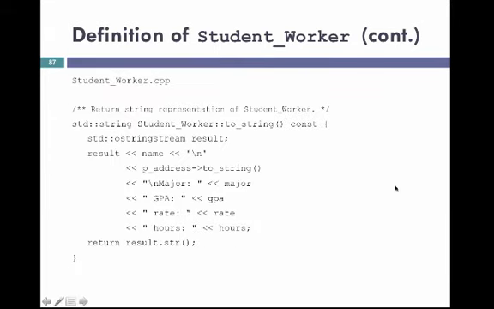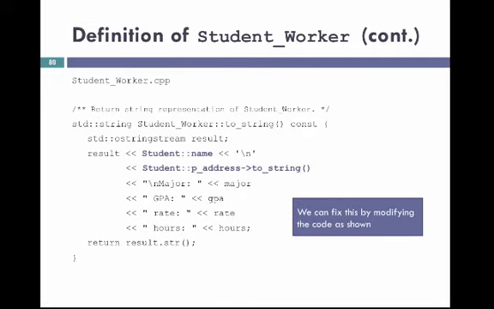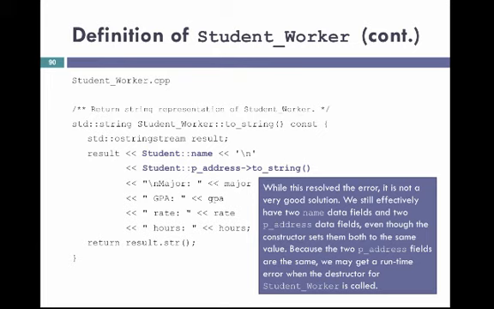Now here's the implementation of the toString method in our student worker class. Now when we attempt to compile this, we'll get an error that says that the references to name and p_address are ambiguous. So here we're referencing address and then here name, and the compiler can't tell which inherited data member that refers to. So we can fix this by modifying the code in this fashion. Now we explicitly denote that we're referring to the name and p_address fields that are in the student class. So this resolved this error.